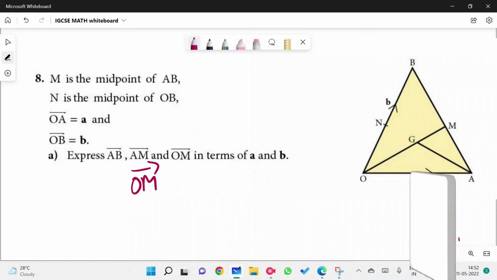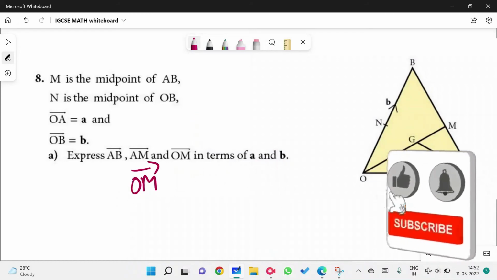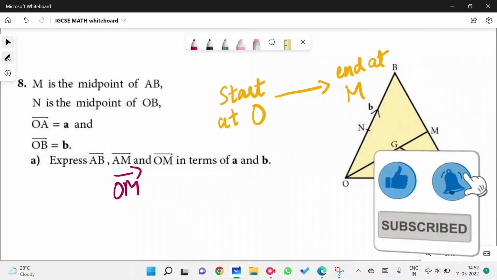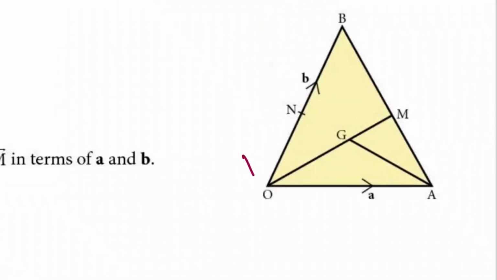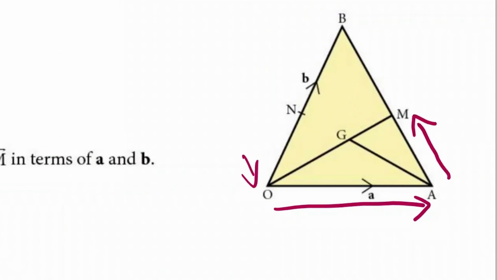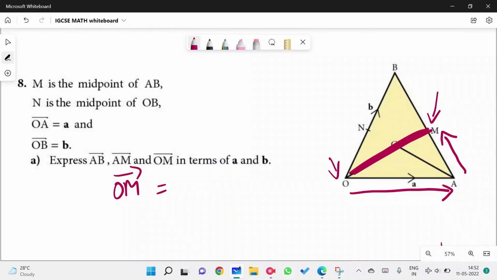Now OM bar, again use the same logic, start at O and end up at M, and find the route which allows you to do this. So I'm starting at O here, I'm going from O to A and A to M, and this way I'm ending up at M. So now if I join these two points, the starting and the ending point, I get a vector OM bar. So let me just write it like this. OM bar is equals to OA bar plus AM bar.